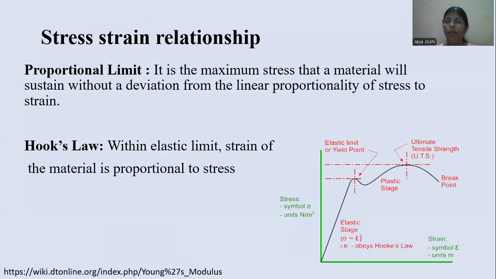Now, if you plot a graph of stress against strain, then you will find a proportional limit, that is a particular point till which this line is a straight line. That means it is the maximum stress that a material will sustain without a deviation from linear proportionality of stress to strain. So up to that limit, stress and strain are proportional to each other. So what Hooke's law is saying is, within the elastic limit, strain of the material is proportional to stress.